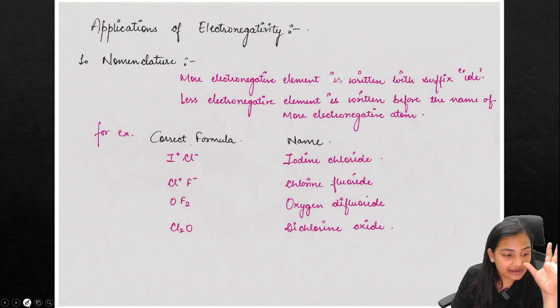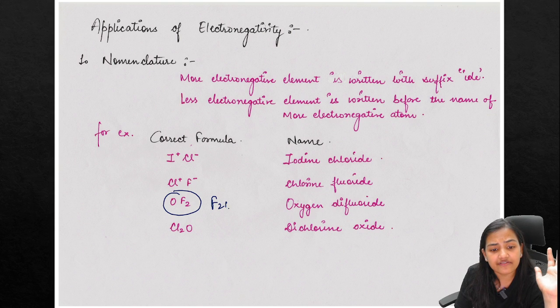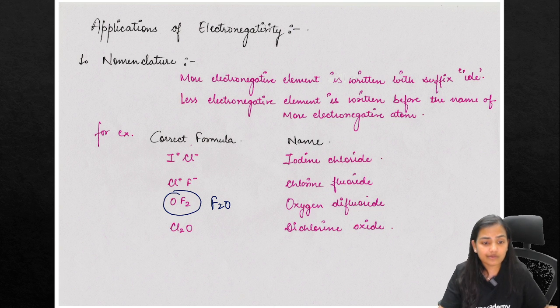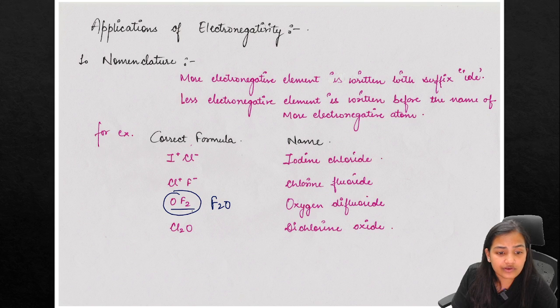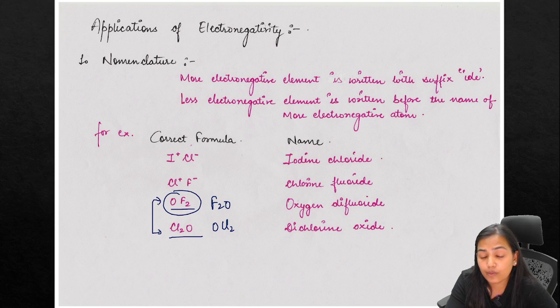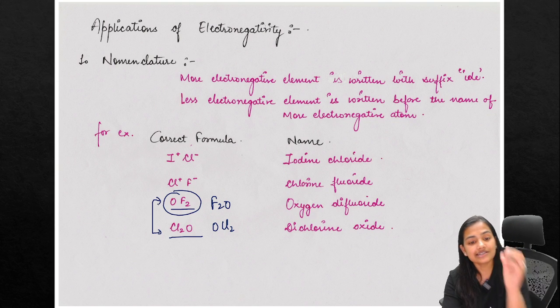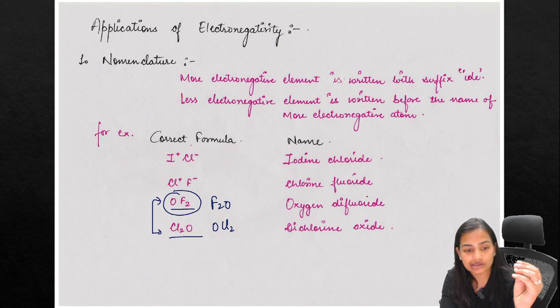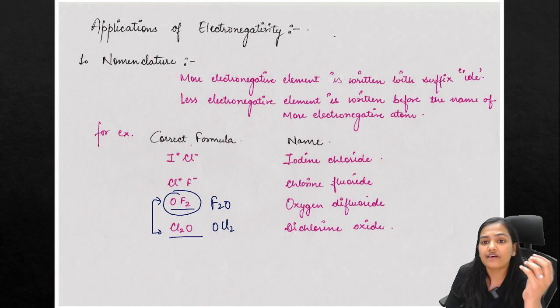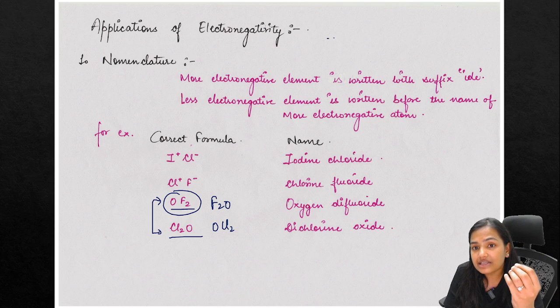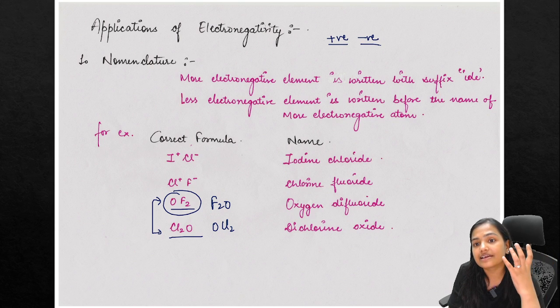Nomenclature. You might be amazed to know why the formula is OF2, why I cannot write F2O. What's the reason that I'm writing OF2 and I'm writing Cl2O? Why can I not write OCl2 the same way? Why can these two not be written in the same format? Because there is a certain pattern which is known as nomenclature. The nomenclature says that whenever you have to write the name of any compound, please write the positive part first and then the negative part. Means the electropositive species will come first, then the electronegative species.